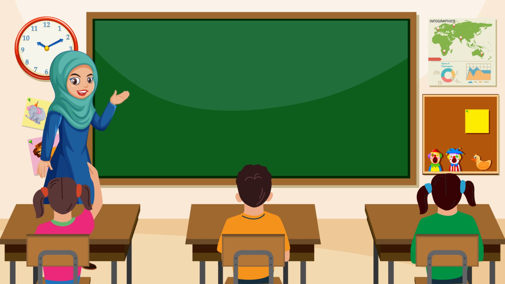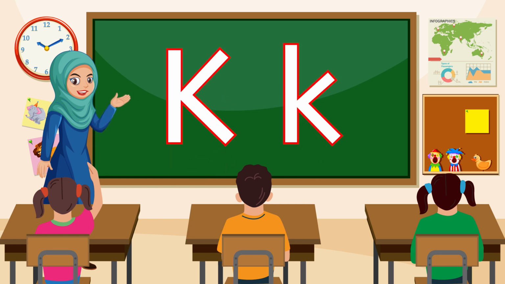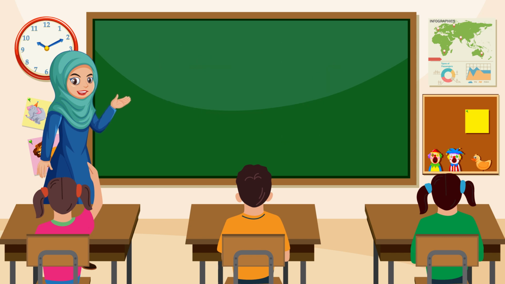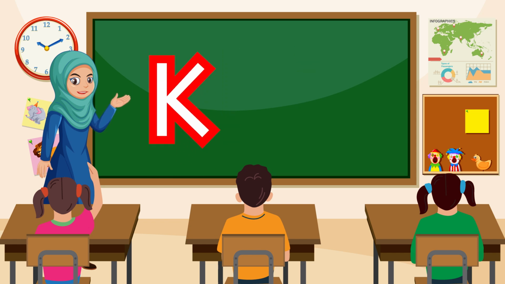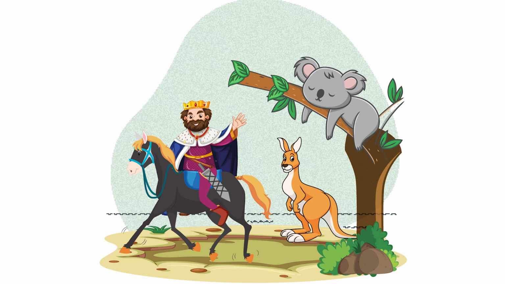Today, we will learn about letter K. Letter K is the next letter after letter J, and its sound is K. Look at this picture. What do you see in this picture?